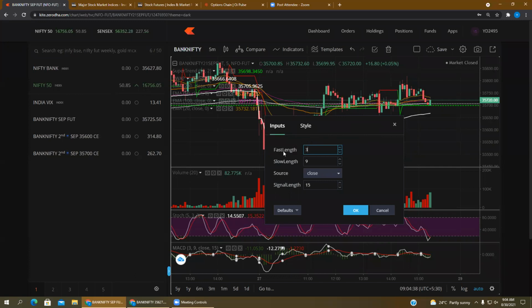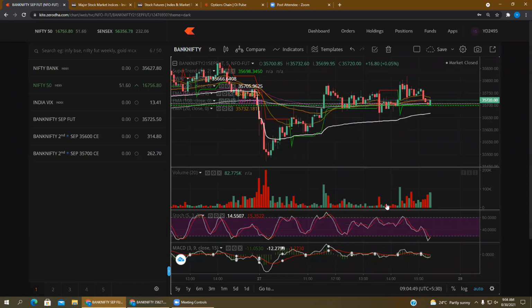So these are the settings for the MACD indicator. Fast length is 3, slow length is 9, signal length is 15. And you will also get the recording for this session. So don't worry if you miss anything, you will get the recording.